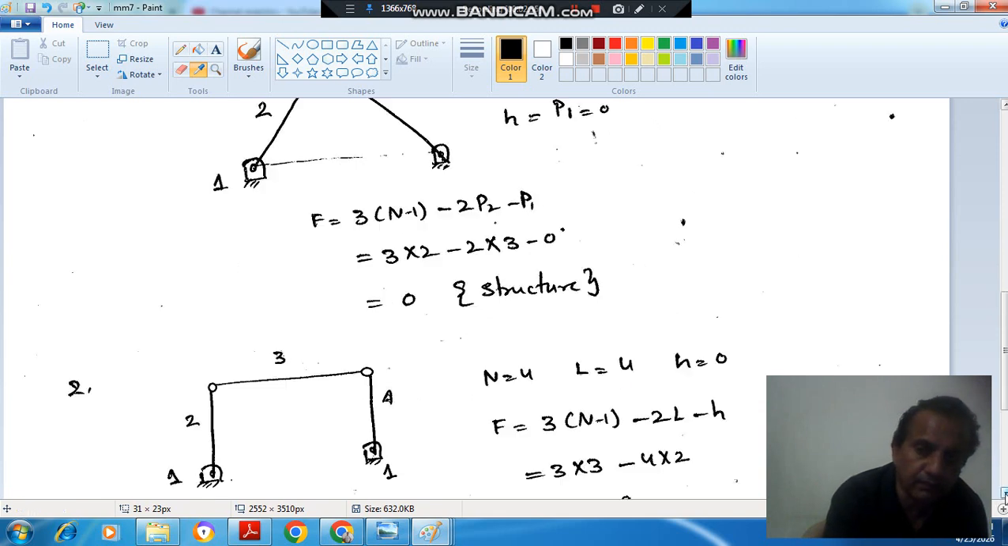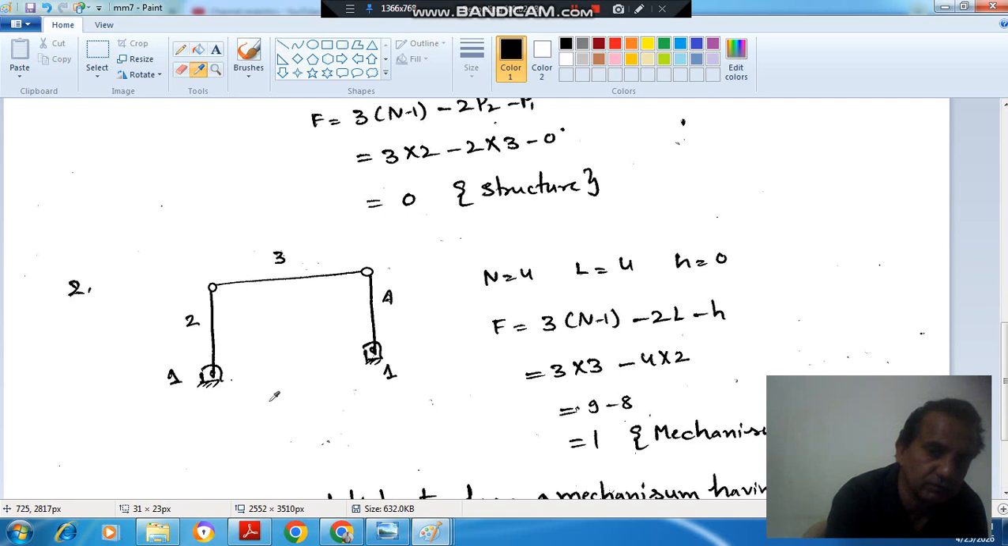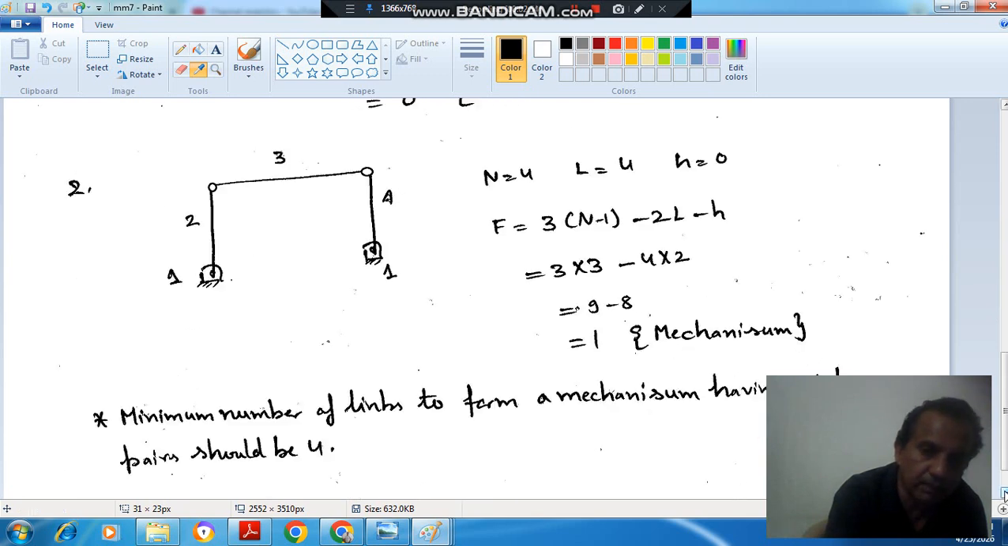So now if we take 4 links, so these are the 4 links, and again there are 4 turning pairs: 1-2, 2-3, 3-4 and 4-1. So the number of lower pairs is 4, the number of links is 4, and the number of higher pairs is 0. If we put it in the formula, we get the degree of freedom as 1, and there is also an input link 2 and an output link 4. So it is a mechanism.